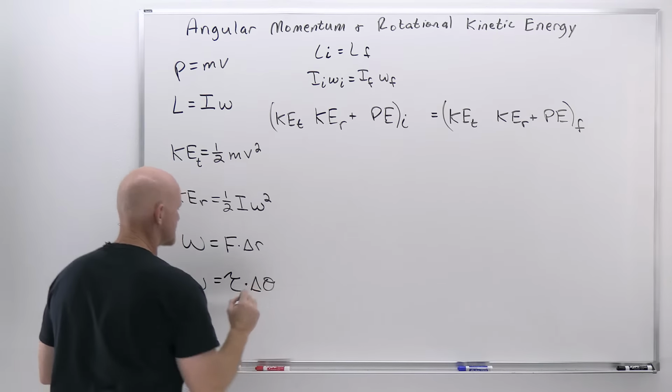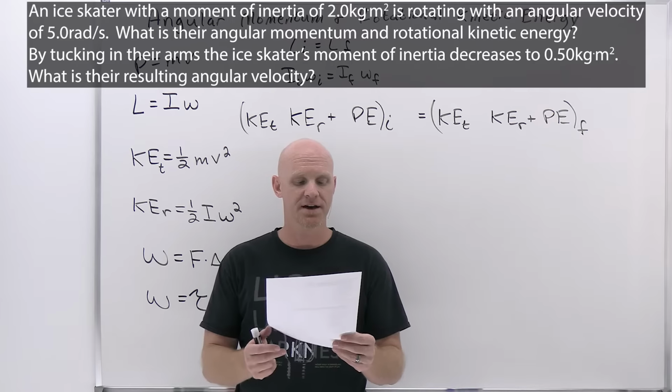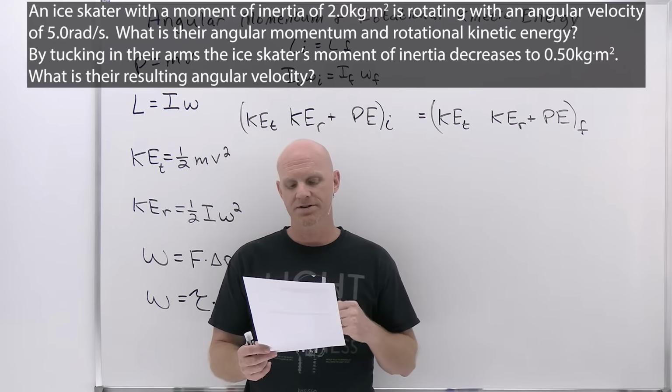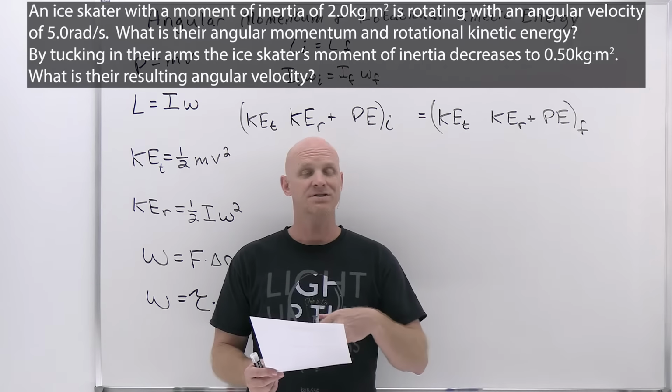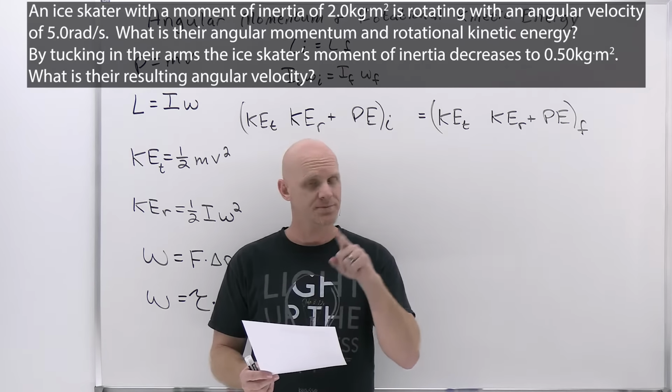So the first problem says, an ice skater with a moment of inertia of 2.0 kilogram meter squared is rotating with an angular velocity of 5.0 radians per second. What is their angular momentum and rotational kinetic energy? There's a second half to this question, but we're going to stop right there first. So we want their angular momentum. So L equals I omega, and we want their rotational kinetic energy, 1/2 I omega squared.